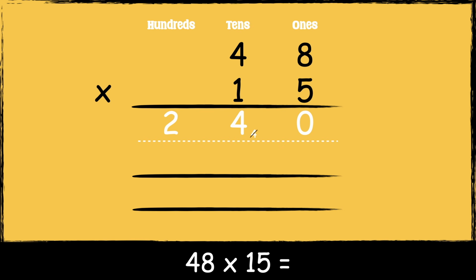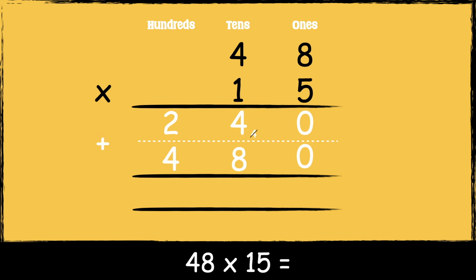So now we need to multiply 1 ten by 8. We need to use 0 as a placeholder, as we're now multiplying the number in the tens column. 1 times 8 is 8. Next we multiply 1 ten by 4 tens. 1 times 4 is 4.